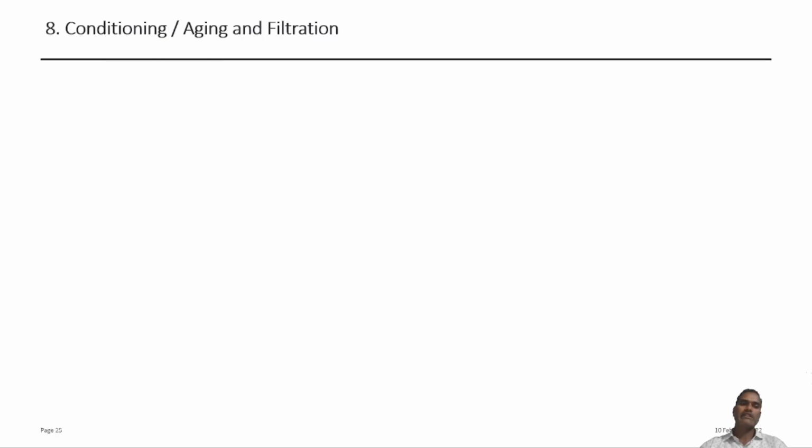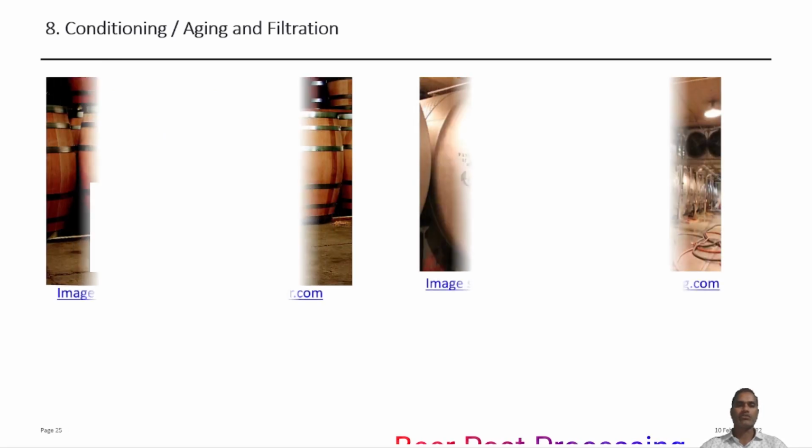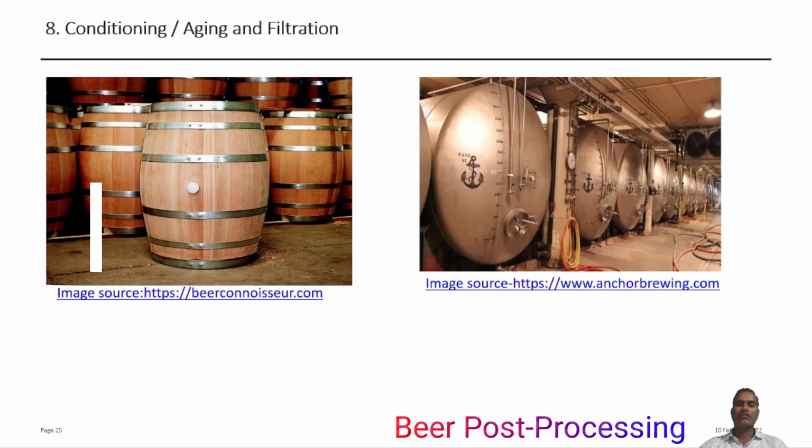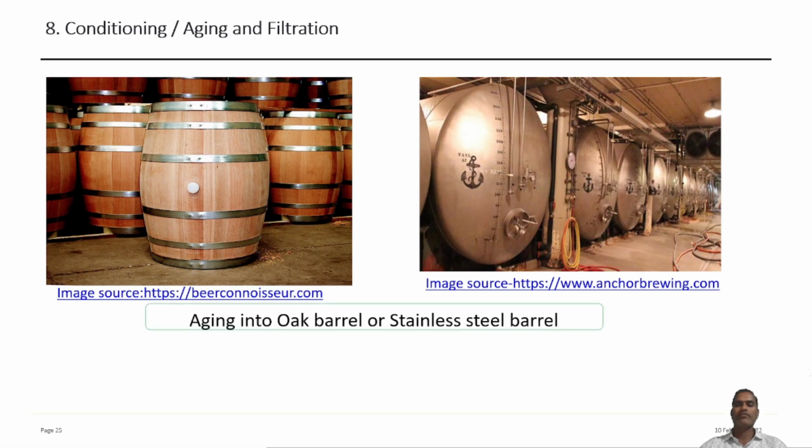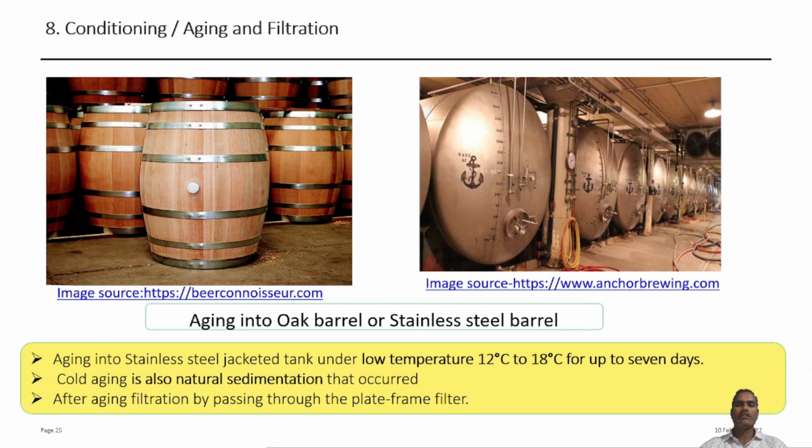After the fermentation process, the next step is maturation, or aging, or conditioning, and then the filtration process. At the industry level, after fermentation, the beer is loaded into a stainless steel chilled tank, that is the chilling tank with an external jacket system, or maybe oak barrels are used for the aging or maturation process. Mostly in the brewing industry, aging is carried out in stainless steel tanks, and the aging period is only 1 to 2 weeks, varying with the specific type.